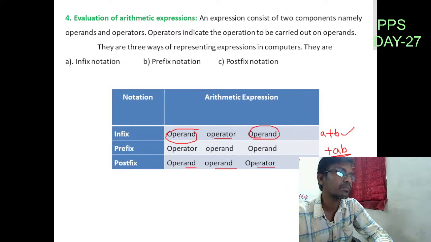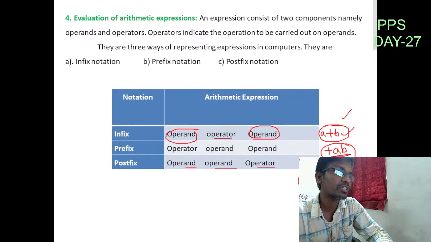That is a B followed by plus. So that means you can use a postfix expression. After operands, you can use a symbol operator. So this type of expression can be called a postfix expression, and this type of expression can be called a prefix expression, and this type of expression can be called an infix expression.